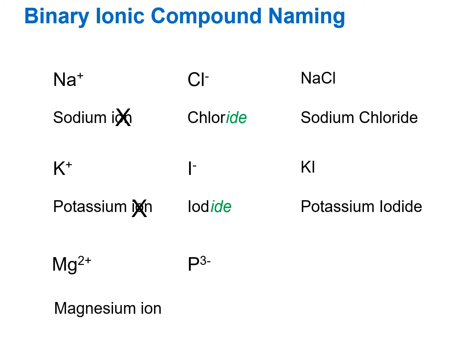Magnesium ion. All right. The P is phosphorus. What do you think the root word is for phosphorus? Well, you can mess around with it. And if you came up with something like phosph, you did good. And phosphide tends to just kind of roll off the tongue. So there you go.